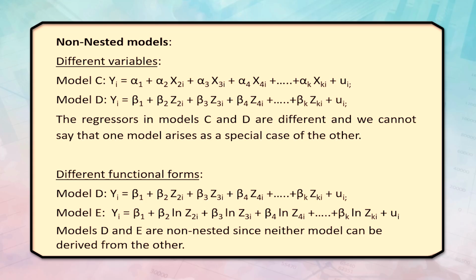Another case of non-nested models may be where there are different functional forms. For example, model D has y regressed on z variables, while model E has y regressed not on z variables, but on logarithms of z variables. So, the functional forms are different. Again, one model cannot be derived from the other. So, these two are non-nested models. We will concentrate on testing of hypothesis for non-nested models.